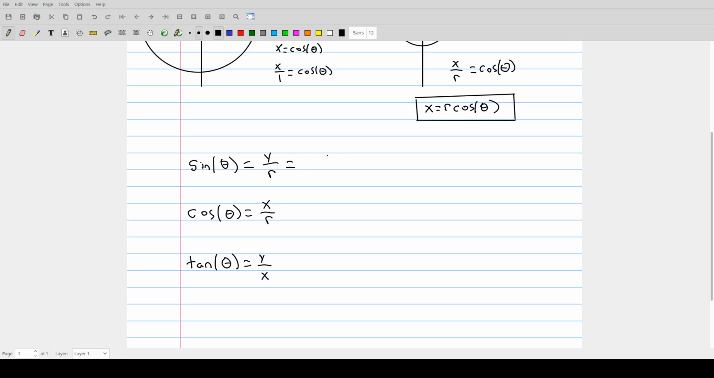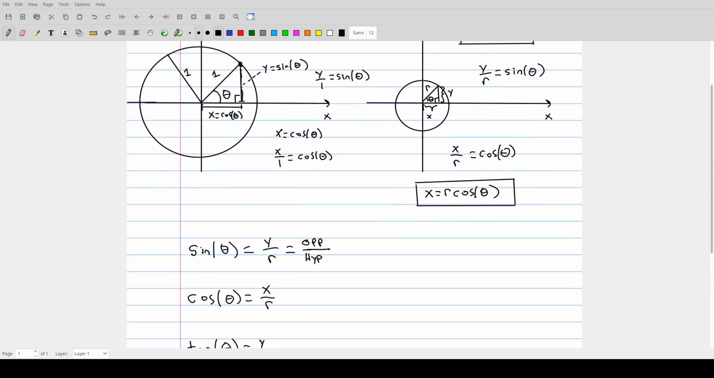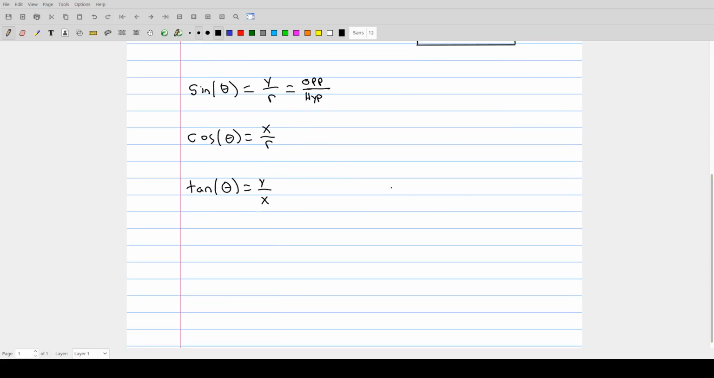So y over r, we sometimes say that it's the opposite over the hypotenuse. Because if you take this angle theta here and you consider this right triangle, the opposite edge of the angle theta is the side y. So that's why we call sine theta opposite over hypotenuse.